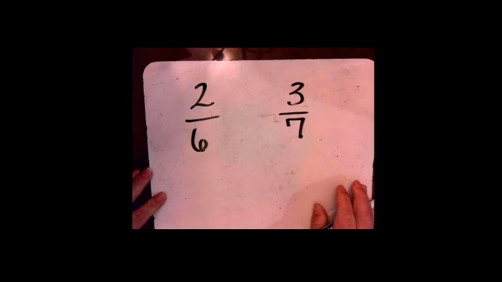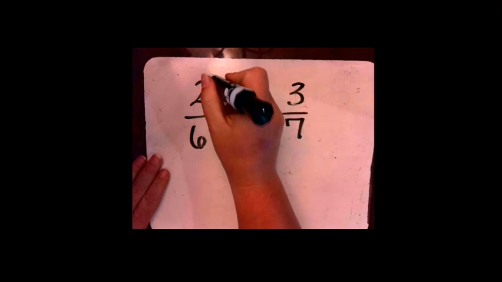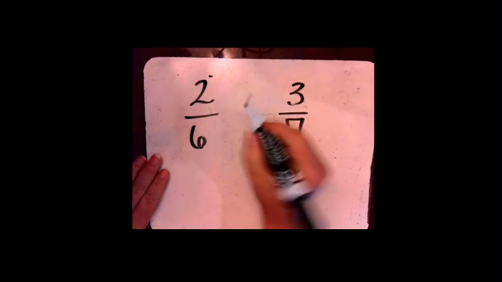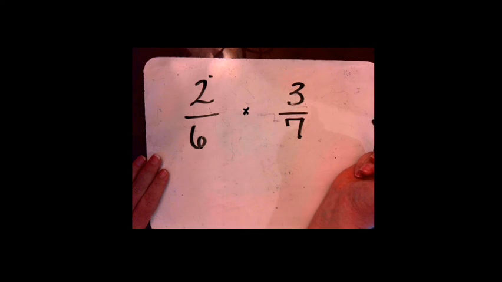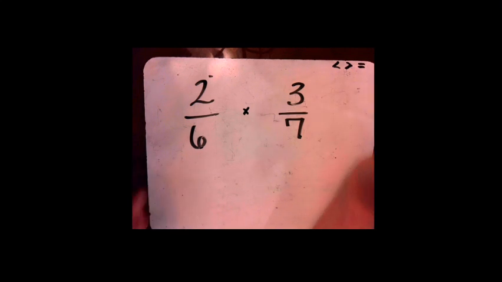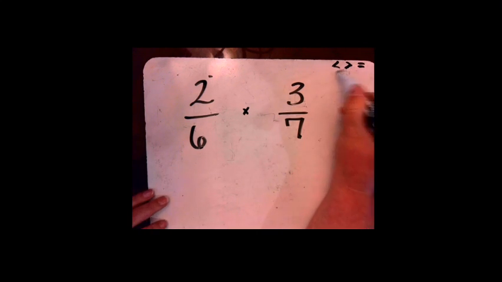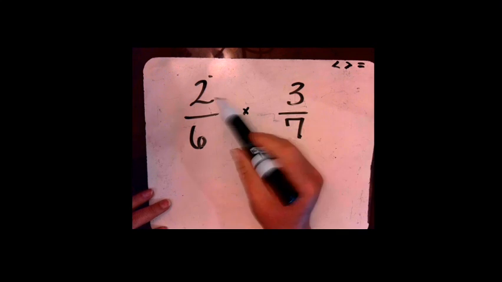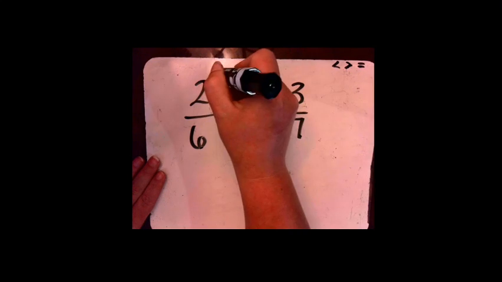Okay, 2/6 and 3/7. I'm going to give you some time to write that down. Okay, now remember, you can even draw in your little X if you need to, even though we're looking for less than, greater than, or equal to. Those are the signs I'm actually looking for, but just to keep up with what we're doing, you can draw that in if you need to.